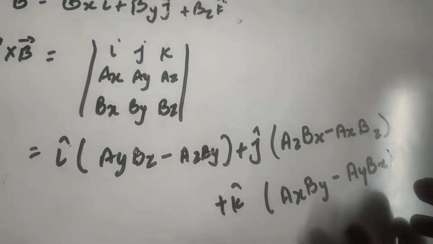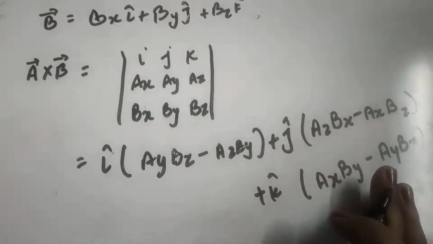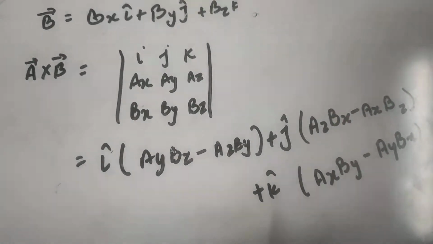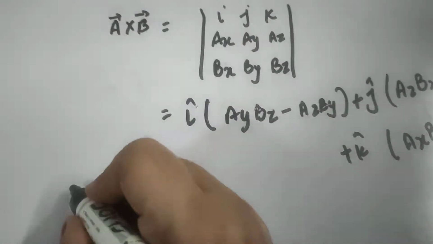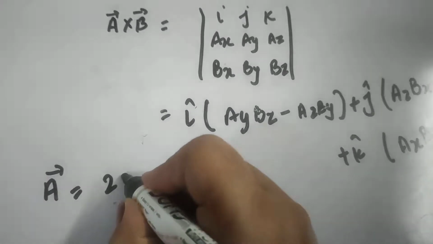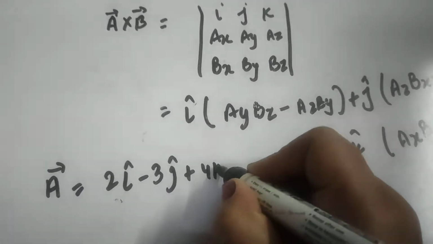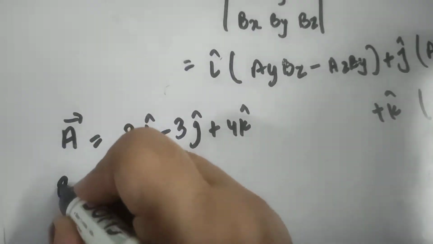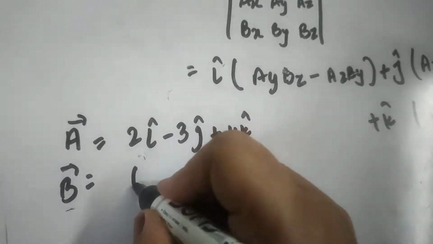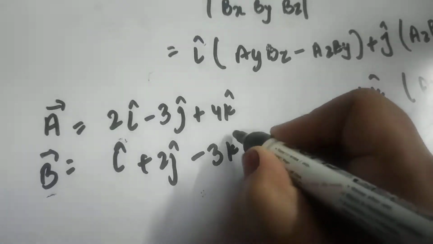So this is how we can find the cross product of two vectors. Let us now understand this with a numerical. Let us consider vector A equal to 2i cap minus 3j cap plus 4k cap, and vector B equal to i cap plus 2j cap minus 3k cap.